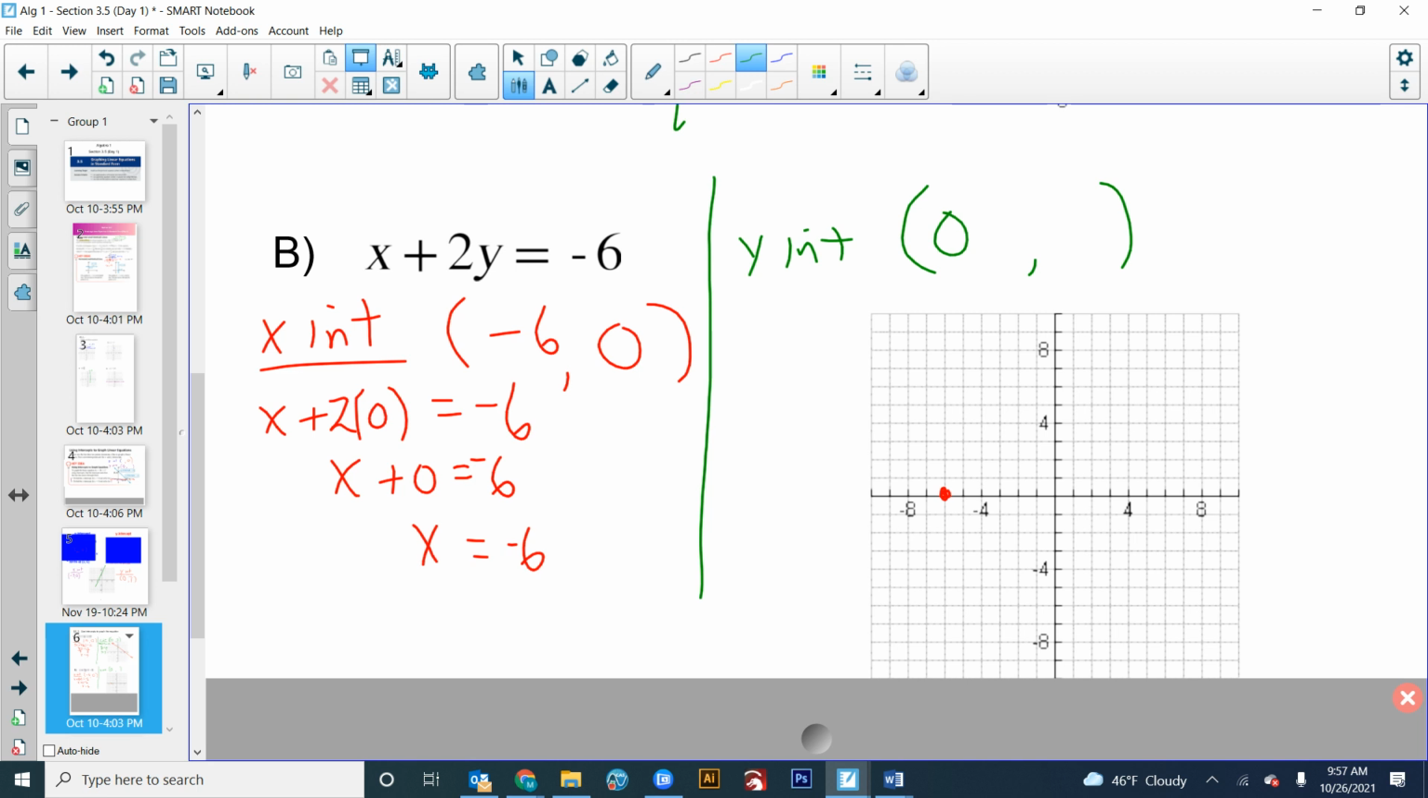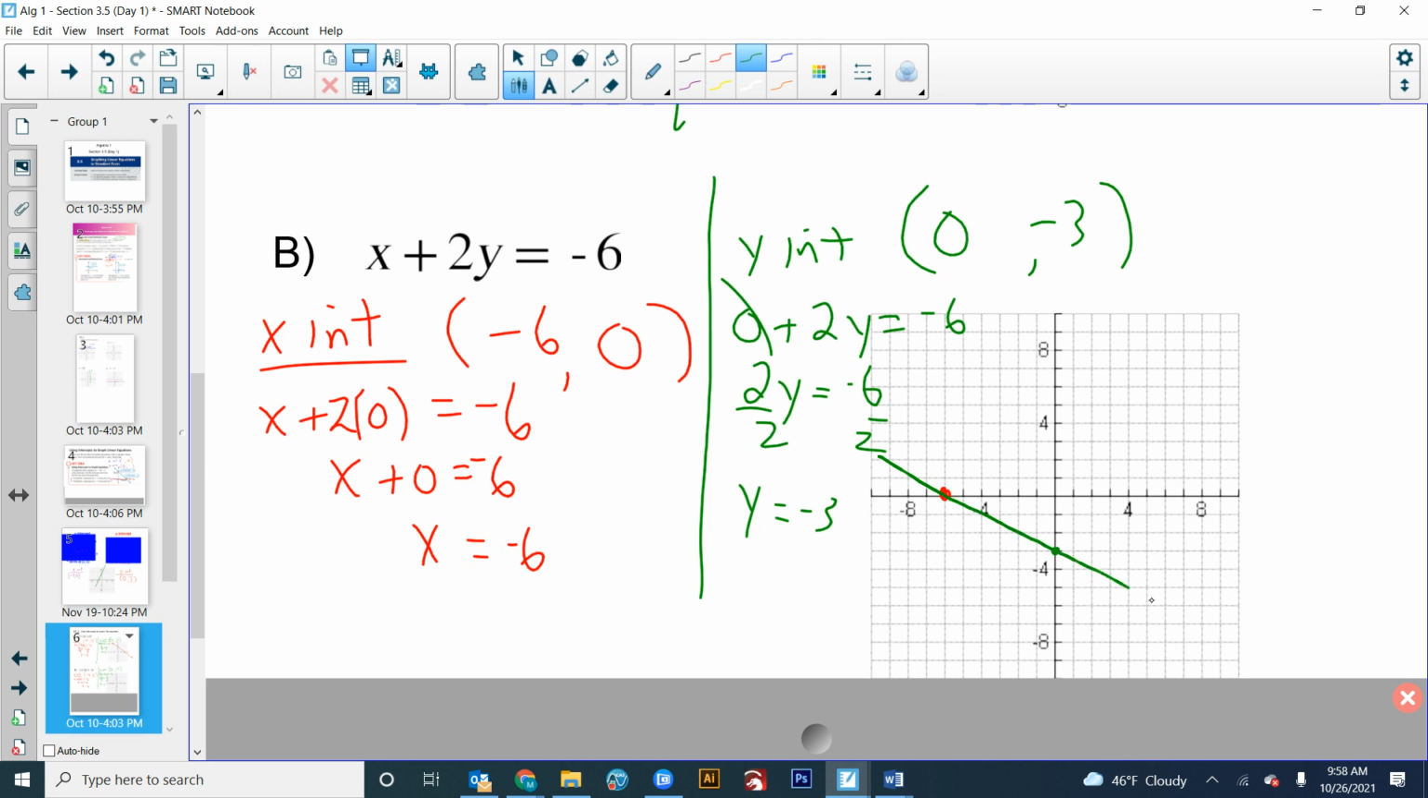All right, guys. Or x is 0, excuse me. Okay, so here it is right here. That goes away. 2y equals -6. Divide by what here? What's half of -6, guys? There's my y-intercept, (0, -3).